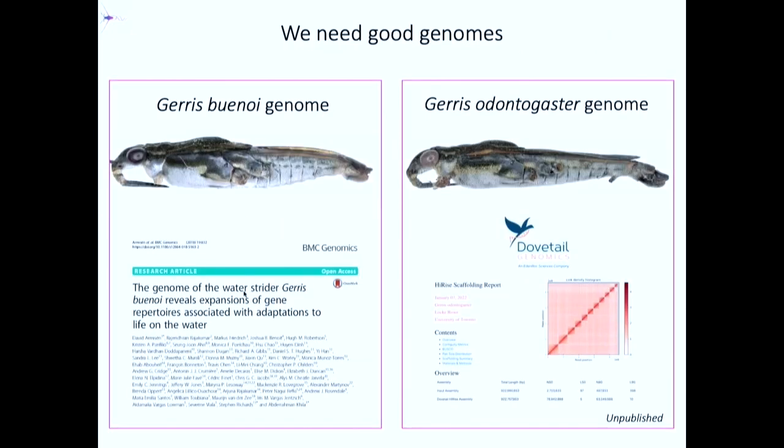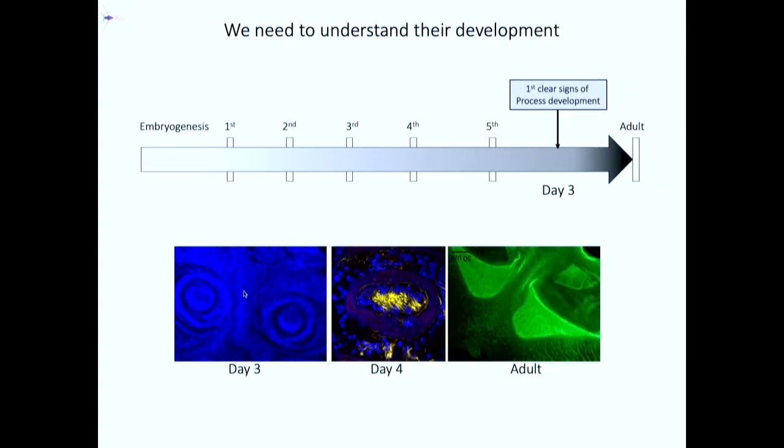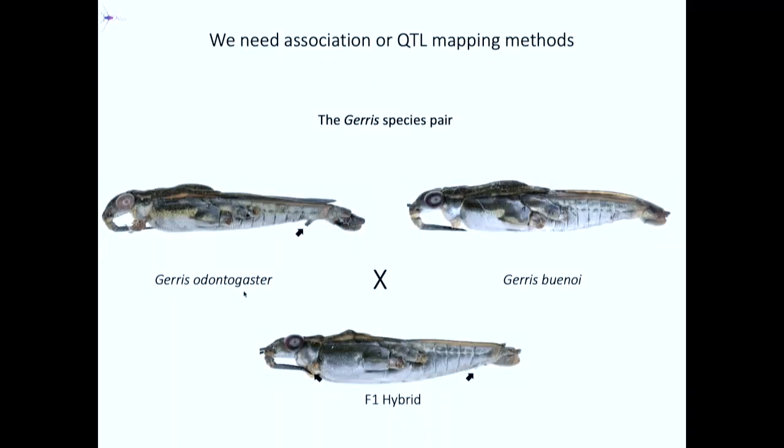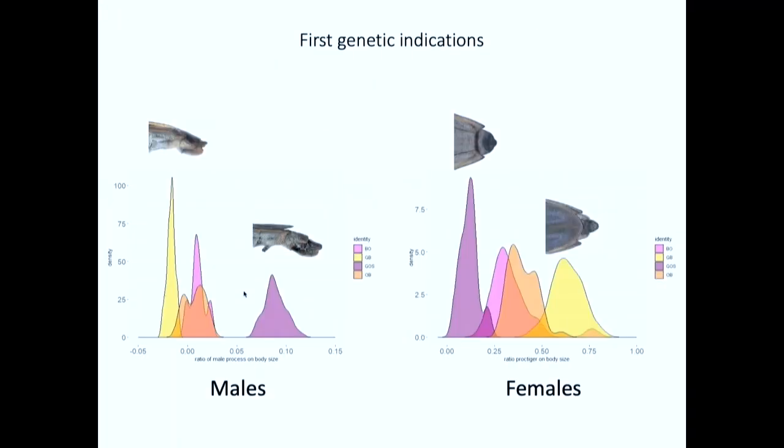Okay, so what we did, we built genomes, and that's the first thing we need. We also looked at how the traits develop during development. We tried to figure out the timing, and the timing is always at the end of development. That's where they start to appear. So these two eyes are basically developing processes of the males, and then you can stain them with all kinds of stainings.